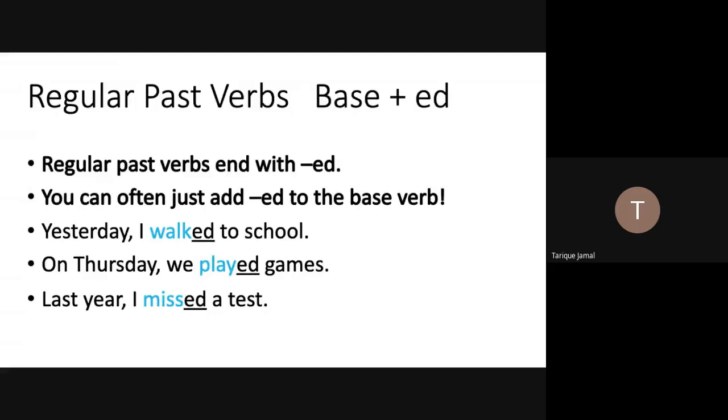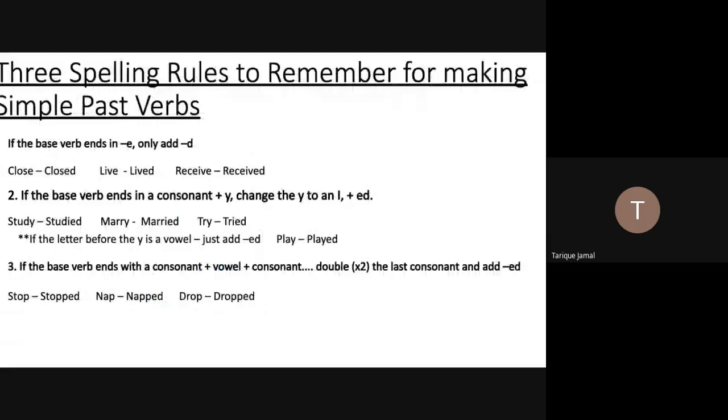All right, now let's move on to the next slide. So what we have here is three spelling rules to remember for making simple past verbs. Before I explain to you guys, I want you all to read the slide. Read it to yourself, and this is very self-explanatory, so you can understand it by yourself. Just have a look at it.